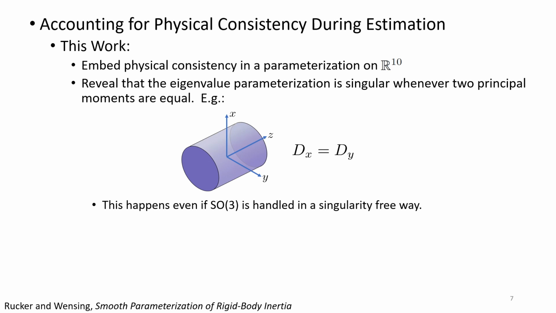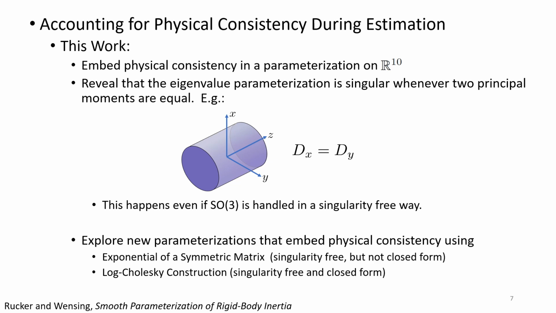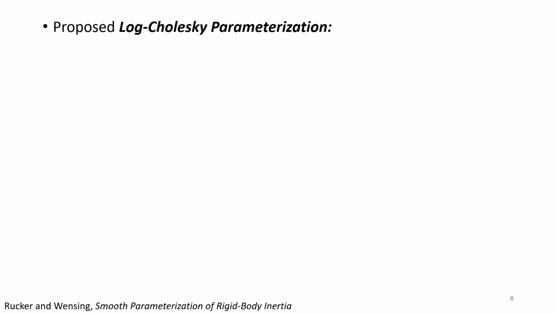We first reveal that the eigenvalue parameterization is singular whenever the body has 2 eigenvalues that are equal. Then we explore 2 new parameterizations without singularities, the exponential of a symmetric matrix and our log-Cholesky method. We focus on the log-Cholesky parameterization because of its computational simplicity.